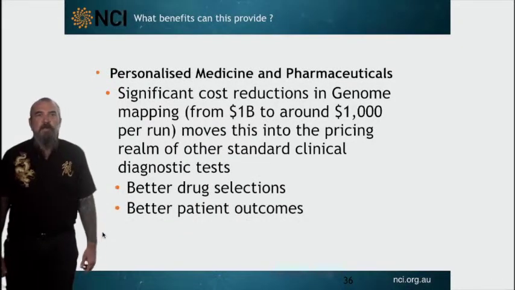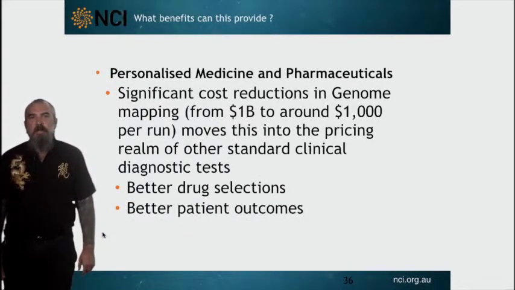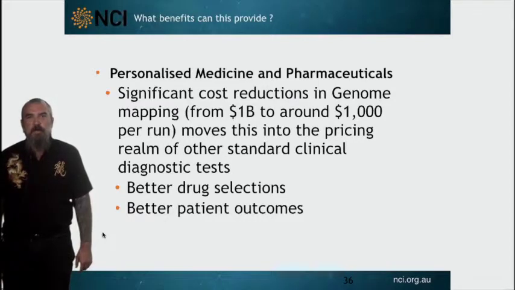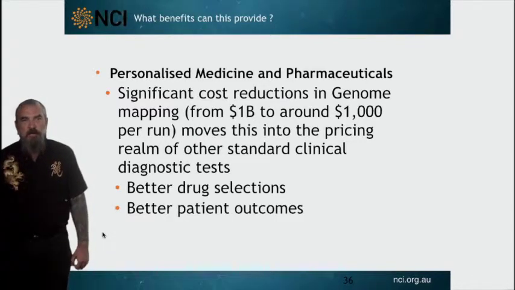So what benefit can this provide? Personalised medicine and pharmaceuticals, which are a significant cost reduction in genome mapping, moves this into the pricing realm of other standard clinical diagnostic tests. This allows for better drug selection and better patient outcomes.